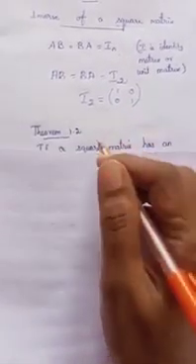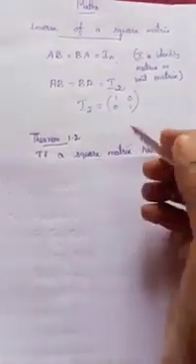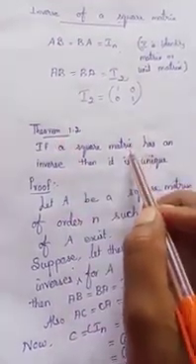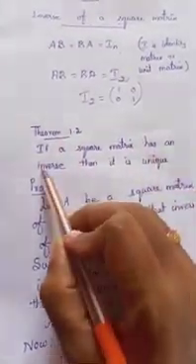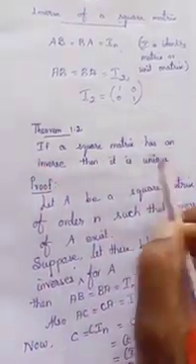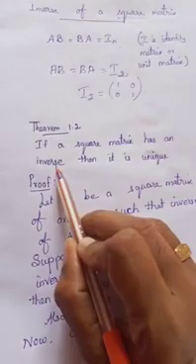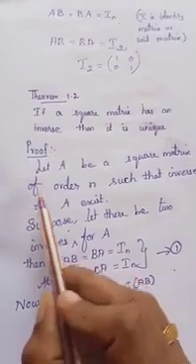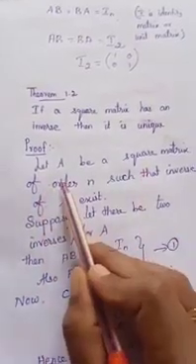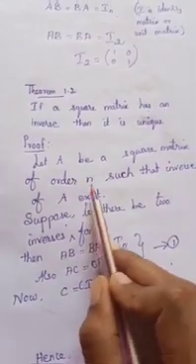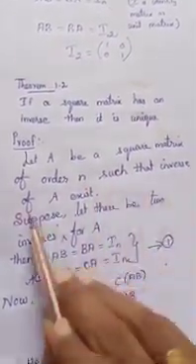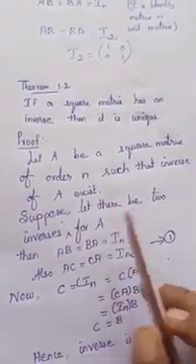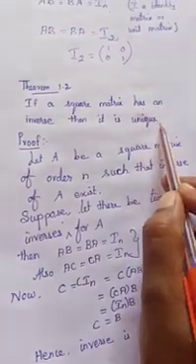Let's learn a theorem, theorem 1.2. If A is a square matrix and has an inverse, then it is unique. Let us learn the proof. Let A be a square matrix of order n, such that the inverse of A exists. We are supposed to prove that it is unique.